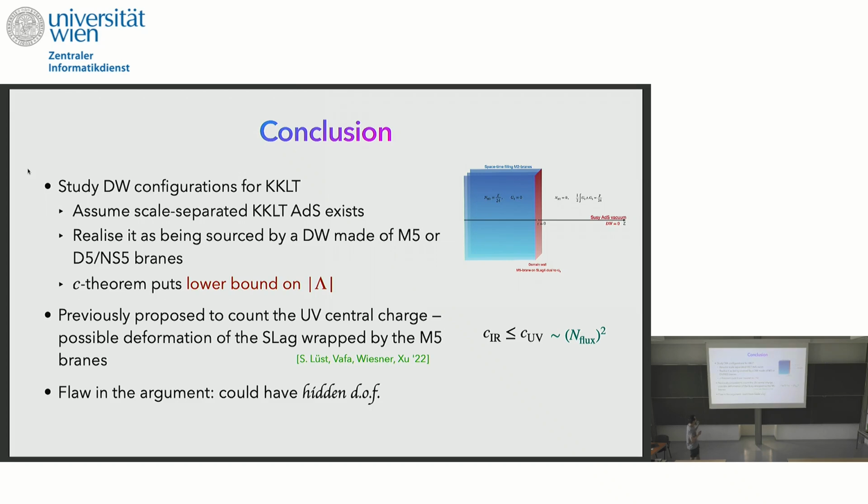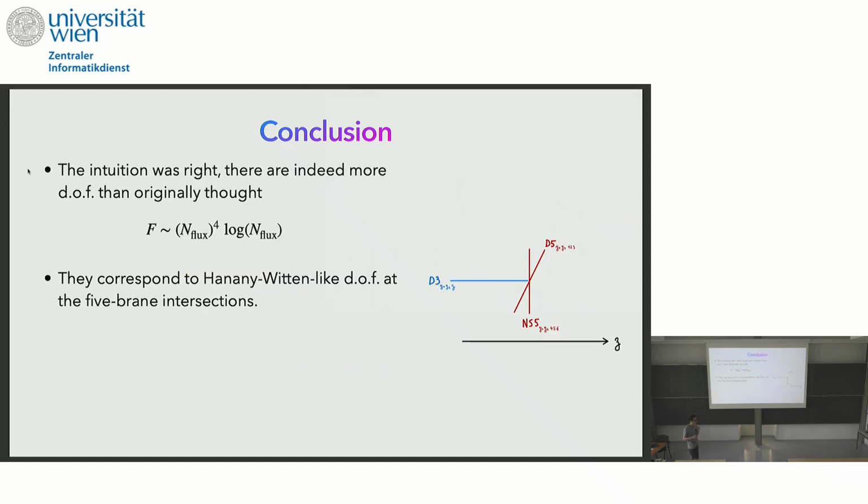Previously it was proposed to count the UV central charge by the possible deformations of the SLAG. But the problem is that maybe there are hidden degrees of freedom, and indeed the intuition was right. There are indeed more degrees of freedom than originally thought, and these new degrees of freedom correspond to Hanany-Witten-like degrees of freedom. When you separate the 5 branes, a Hanany-Witten D3 brane pops up. These are the new degrees of freedom that account for this N to the power 4.